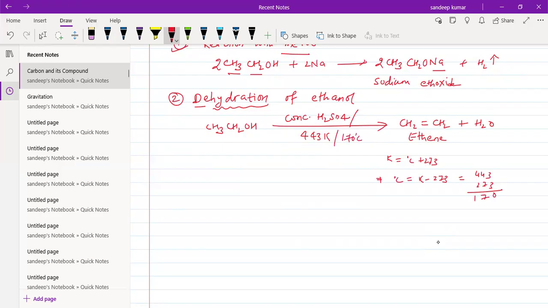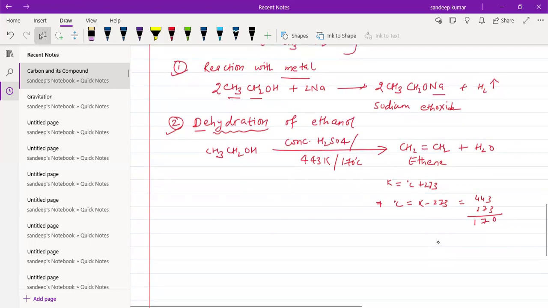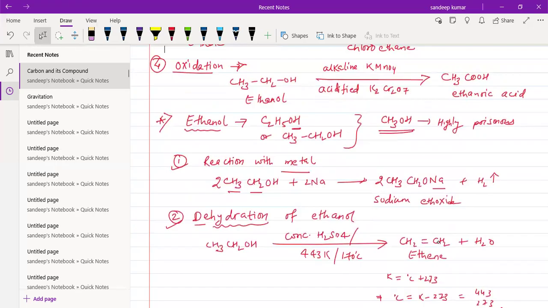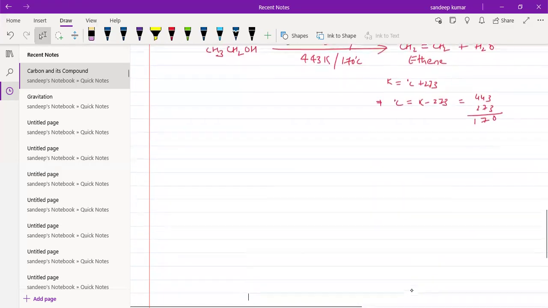Okay, dehydration of ethanol. Oxidation, we already learned. Oxidation means what? Ethanol changes into ethanoic acid in the presence of an oxidizing agent. Here we have covered only oxidation: ethanol changes into ethanoic acid in the presence of alkaline KMnO4. One more is esterification. We'll discuss it in ethanoic acid only: the reaction of ethanol with ethanoic acid. Is it clear? So this we have to focus on.